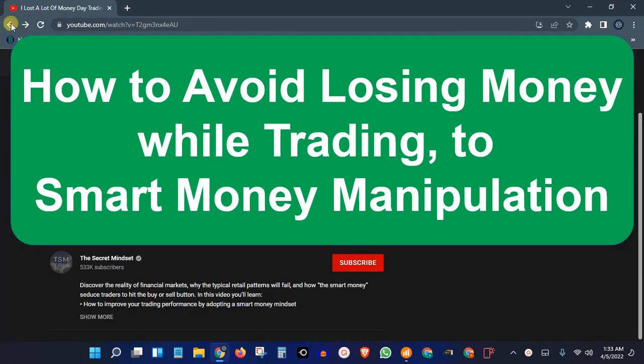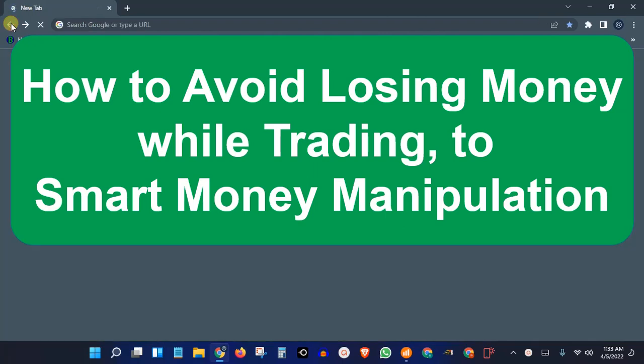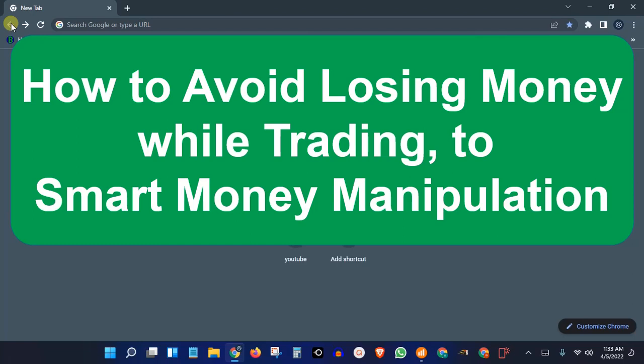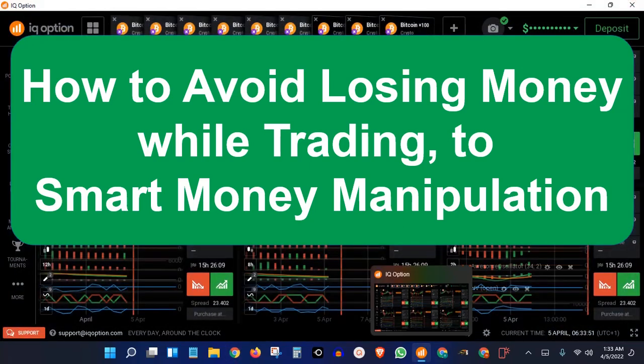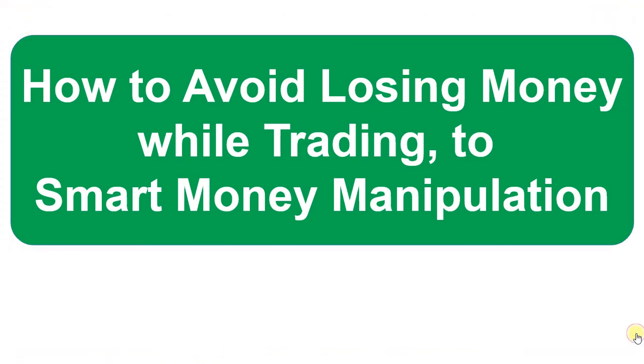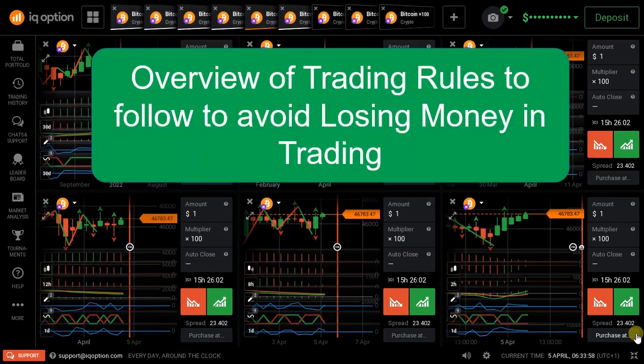But before we get to that, you will find that for you to fall under smart money manipulation in the first place, you have probably not fulfilled one or two trading rules that are so important to appreciate before entering the market. So we've set aside some important rules and regulations that you have to follow to not be part of the people under the manipulation of smart money.